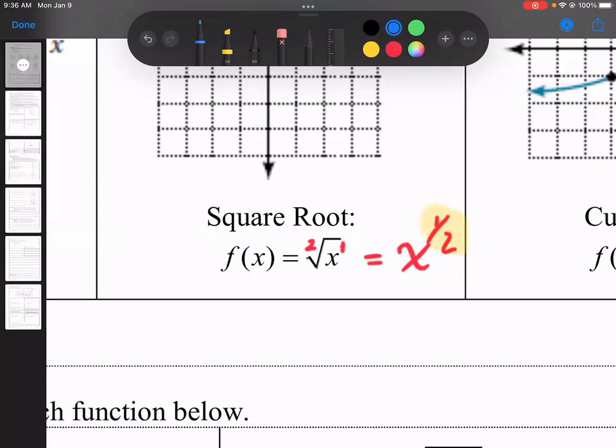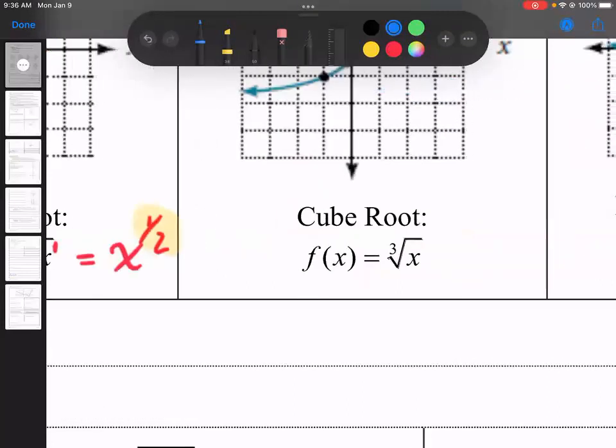When I took this class as an undergrad, I had a teacher. He called this the good method. He kicked that 2 over and the 1 goes up top. The good method. I don't know, it's easier for me to remember. So 1/2. If the index is 3, like cube root, so x to the 1/3. Right. 1/3. The exponent is still 1.